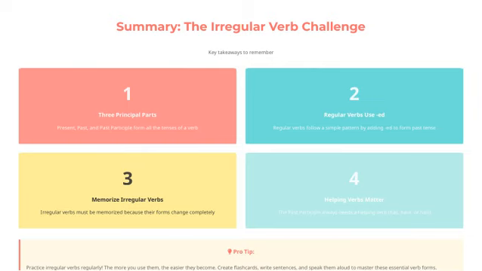And here's a pro tip: practice irregular verbs regularly. The more you use them, whether through flashcards, writing sentences, or speaking, the more natural they'll become. It's all about consistent practice to master these essential verb forms. Keep at it, and you'll find it gets easier over time.